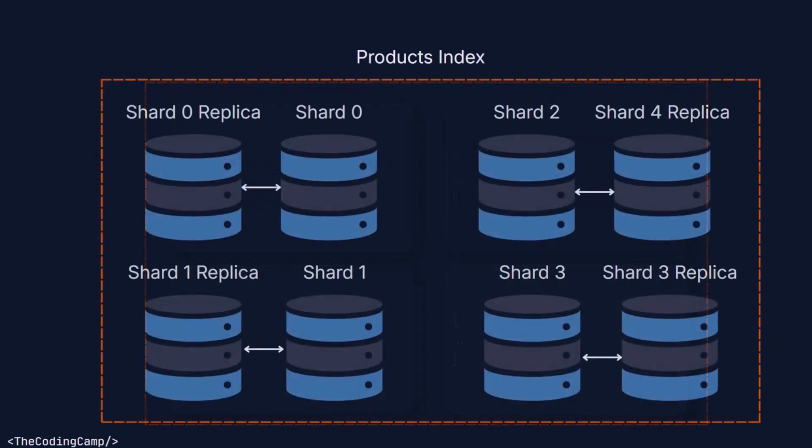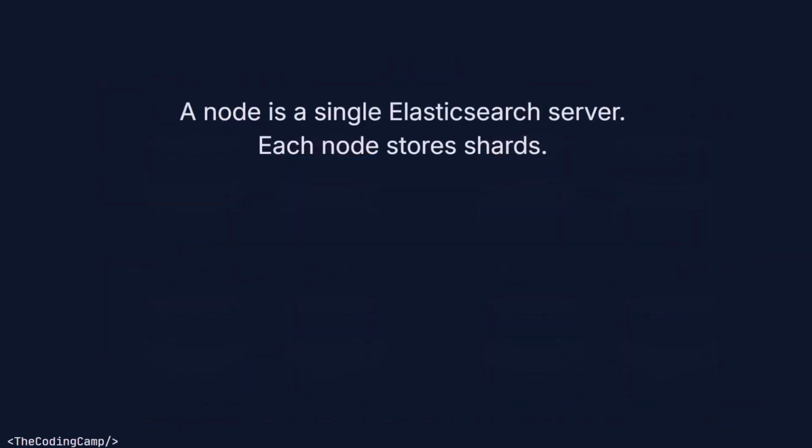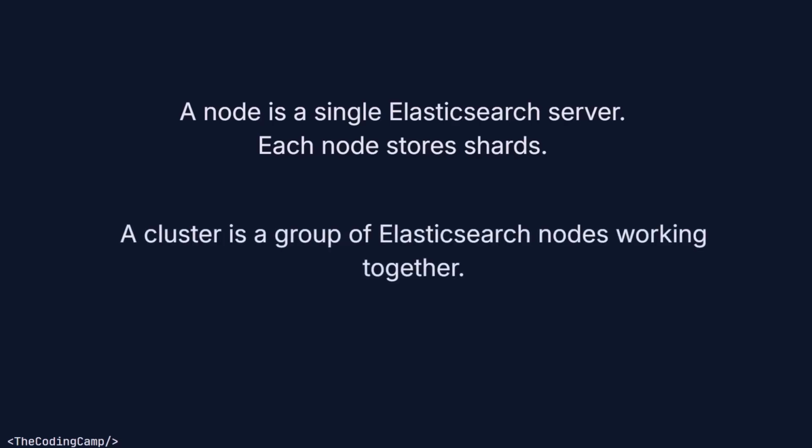Elasticsearch splits data into smaller pieces called shards. This enables horizontal scaling and improves the performance. Replicas are copies of shards. This ensures high availability, improved fault tolerance, and read throughput. A node is a single Elasticsearch server. Each node stores shards. A cluster is a group of Elasticsearch nodes working together.